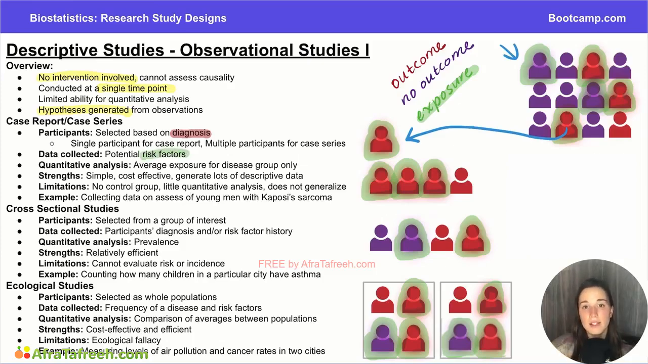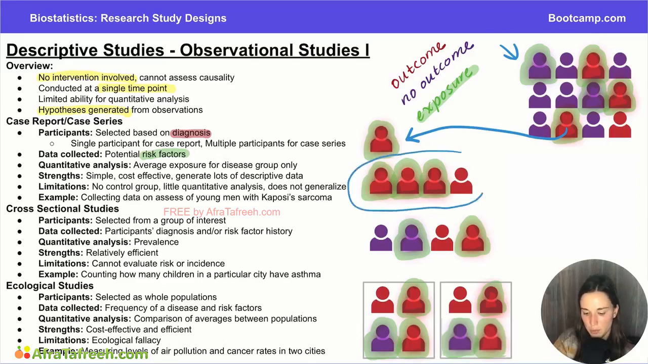A case series is exactly like a case report, but instead of recruiting just one patient, the researcher recruits multiple patients with the same diagnosis. And the hope here is to describe these patients and see if we can find anything in common, like a common exposure that may be leading to the outcome that we're seeing. For example, a study like this describing a group of young men with a rare form of cancer called Kaposi sarcoma helped lead to the discovery of HIV.